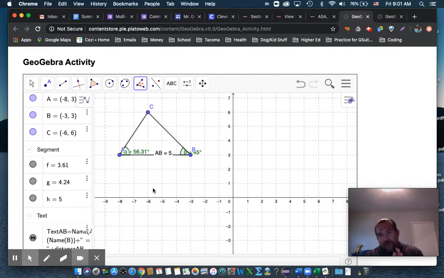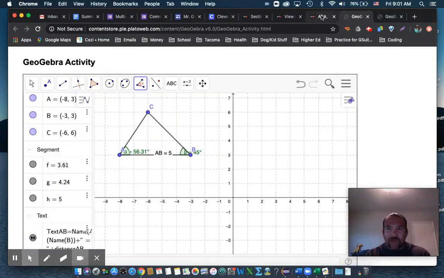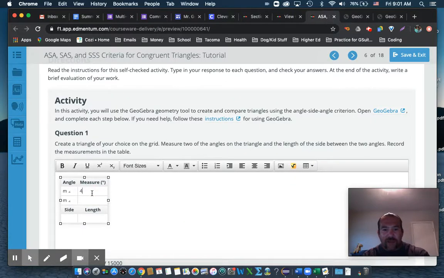So that is a triangle that reads as ASA. We know angle, side, angle. The side is sandwiched between, it's included between the two angles. All right. Now, for this one, you'll record that information. So I would type in one angle is 45, the other angle is 56.31, and then our side length of AB was 5.